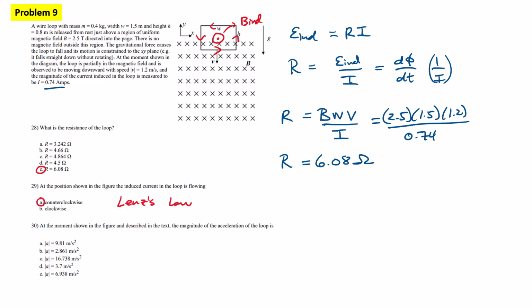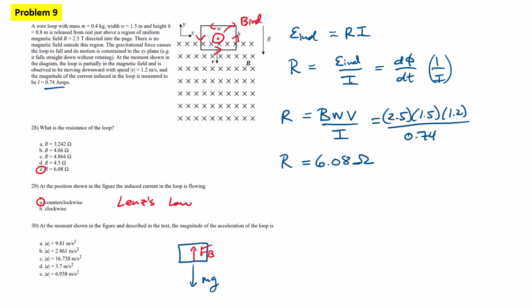All right, last one says, at the moment shown in the figure and described in the text, what is the magnitude of the acceleration of that loop? Well, that smells a lot like Newton's second law to me. Here's my loop. I know that there is a weight acting down. If I have a current flowing to the right along the bottom, that means there's going to be a magnetic force acting on it. The magnetic force F_B on that loop should be pointing up, is what you should find.